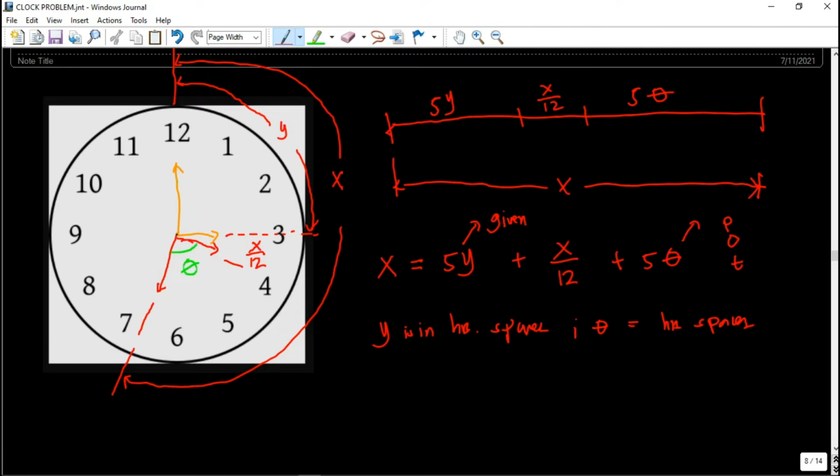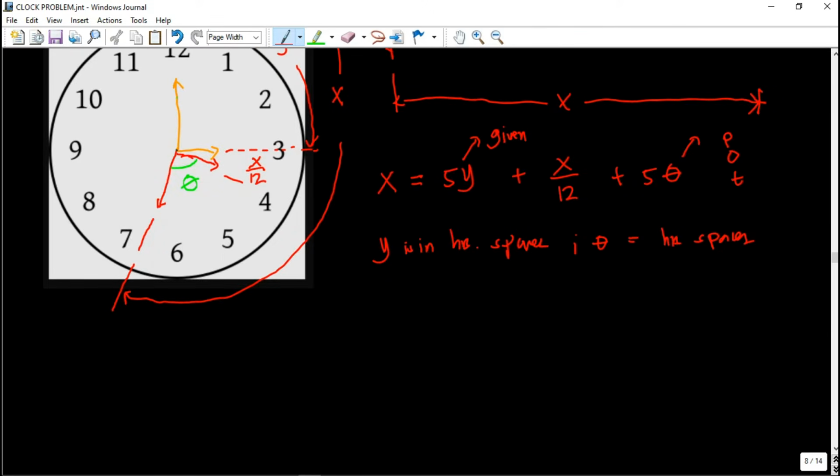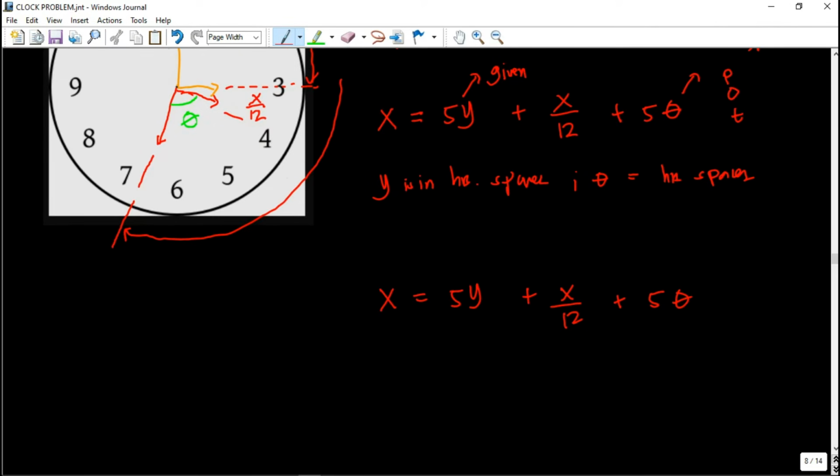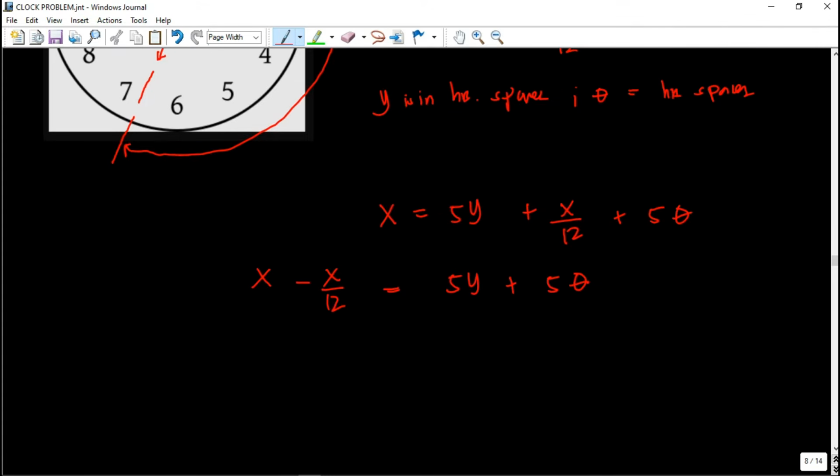So, basically, we are going to find x. Ayan. So, x is equal to 5y plus x over 12 plus 5 theta. Ayan, extract natin si x. So minus both side tayo ng x over 12. So minus x over 12 equals 5y plus 5 theta. Ayan, so this becomes 11 over 12x is equal to, ito guys, gawin natin siyang 5 times the quantity y plus theta.